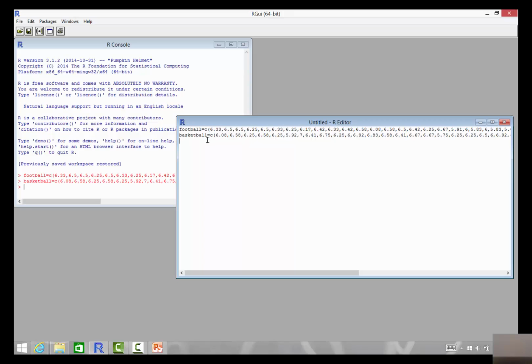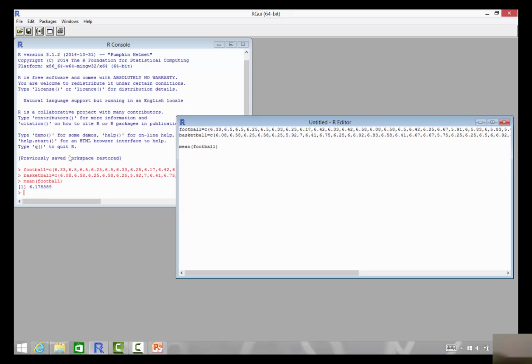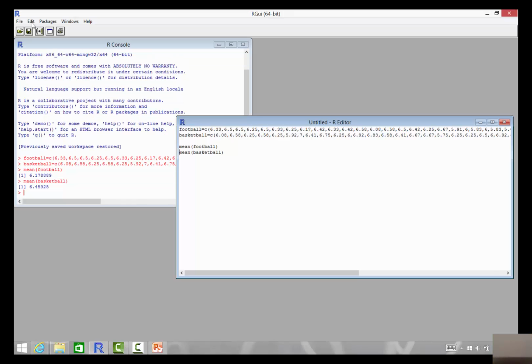So let's find the mean now. Mean of football, this gives you x1 bar. And then I'll find the other one, mean of basketball. This gives the mean height of basketball players. So for the football players, the mean height was 6.17. For basketball players, the mean height was 6.45.